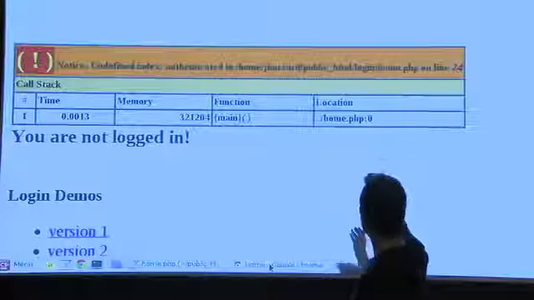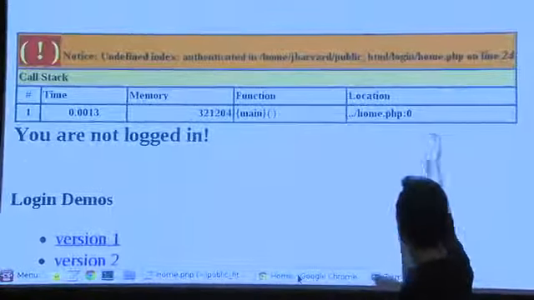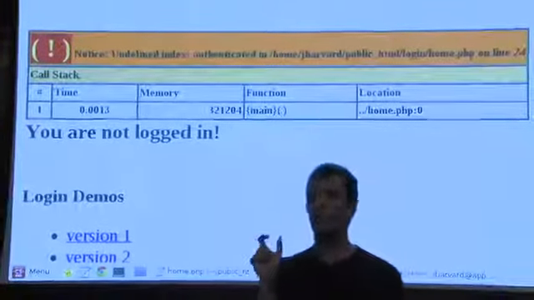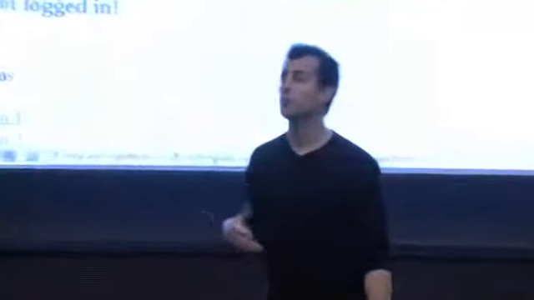But it does identify the file as being home.php, and the orange message homes in closer on where the error message is. So just realize you don't get this on all servers unless it's enabled. But for us, pedagogically, it's definitely useful because you see a bit more. So I can fix this in a couple of ways.